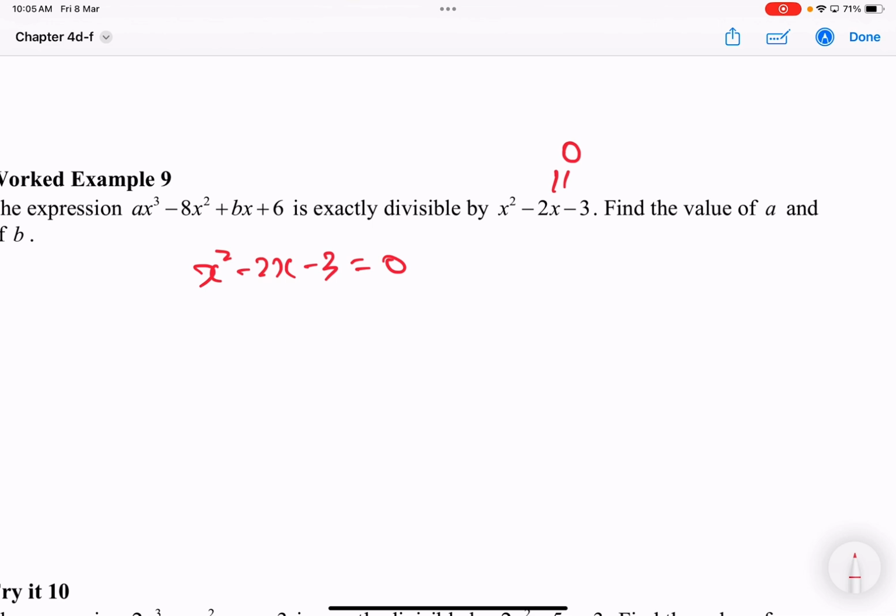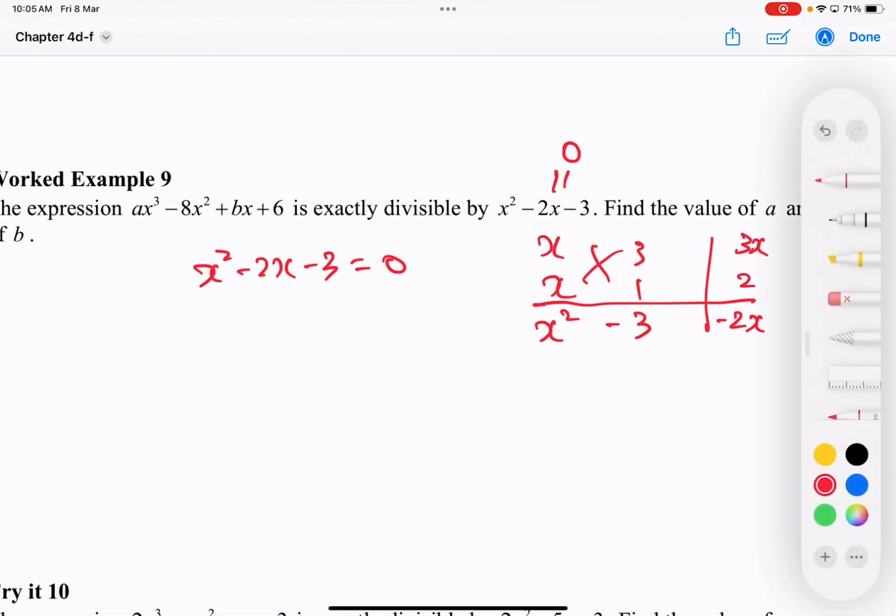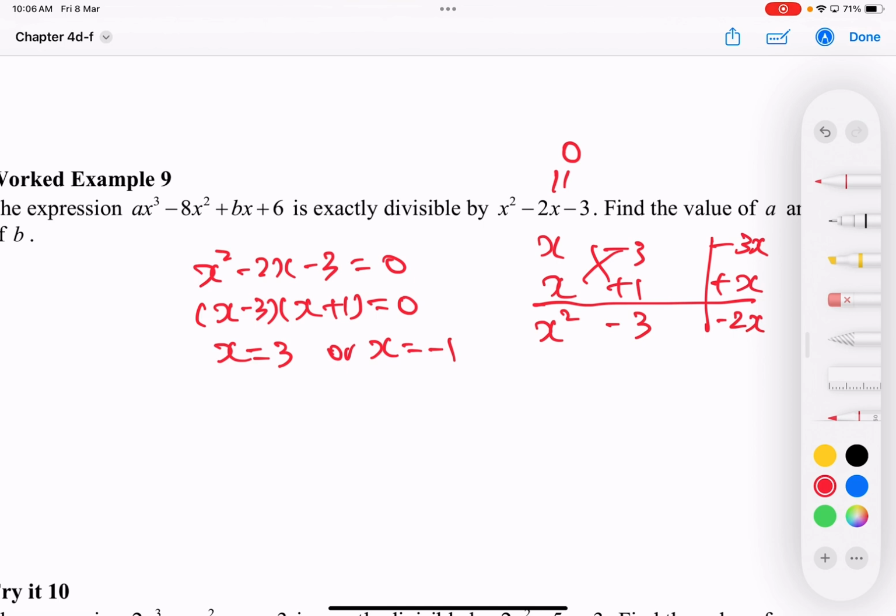Let's factorize it. It's up to you whether you want to factorize it or use the quadratic formula. But this one is actually quite easy to factorize. So I'll have x squared minus 2x minus 3. I have x, x, and 3, 1. I cross multiply. How do I get negative 2? I'm going to have negative 3 plus 1. So this is x minus 3 times x plus 1 equals 0. Therefore, x is equal to 3 or x is equal to negative 1.